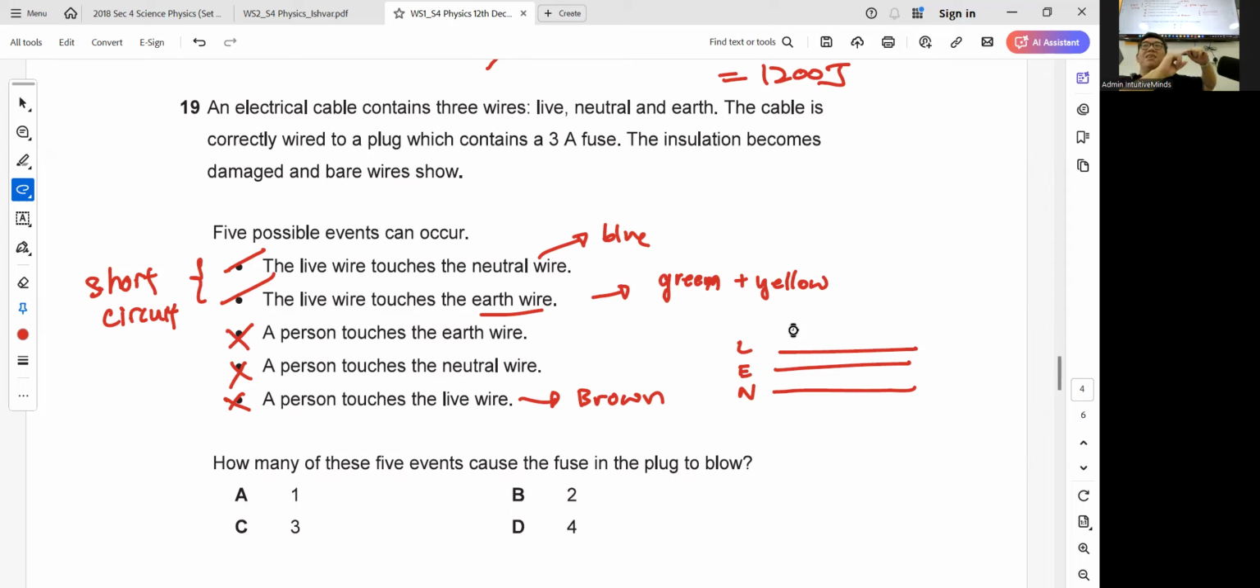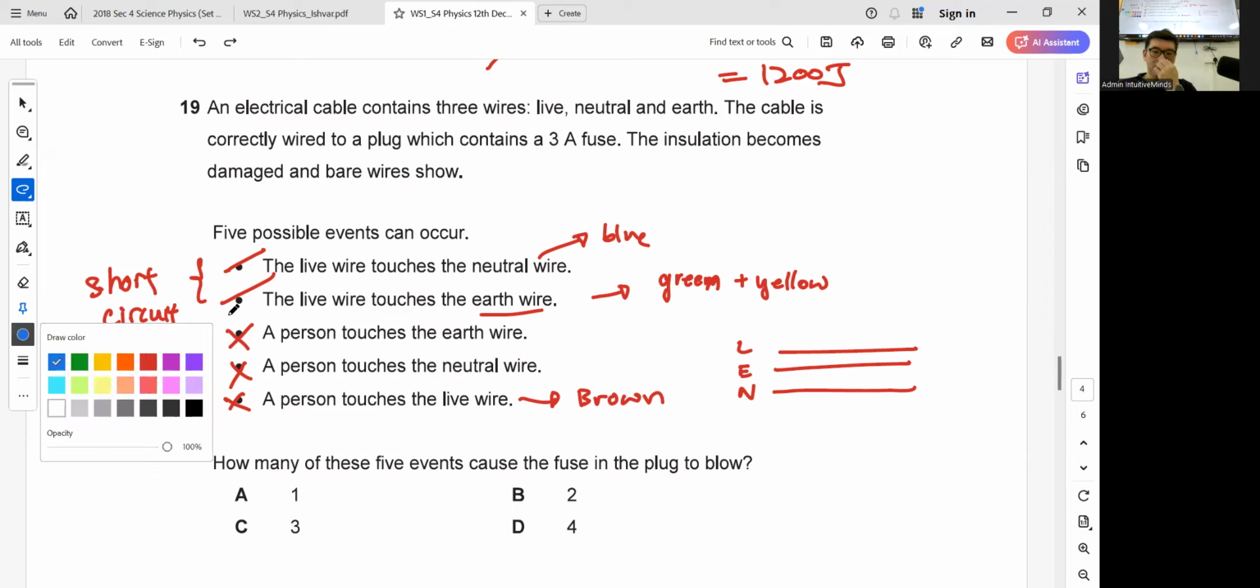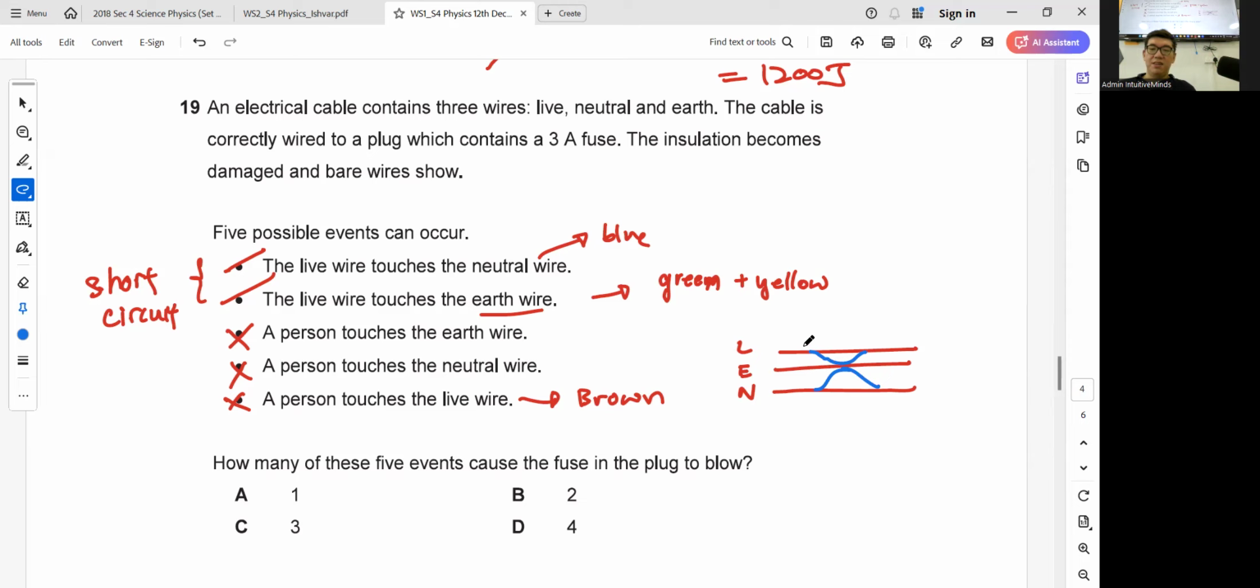The moment it's damaged, they come into contact with each other. What's that? Fire. So in the past, a lot of fires were caused by this problem. So when they are damaged, then the current will run through like that. Then you get a short circuit.